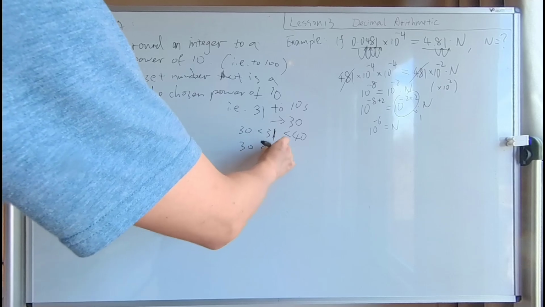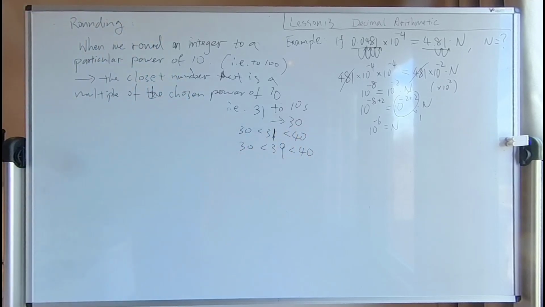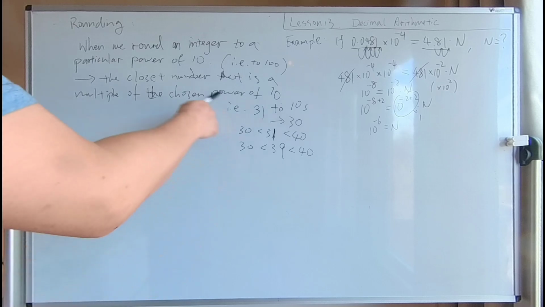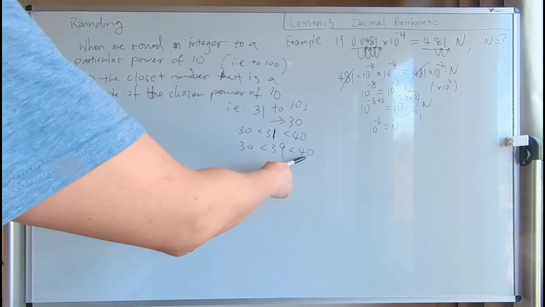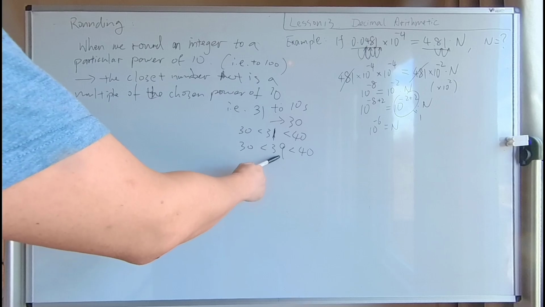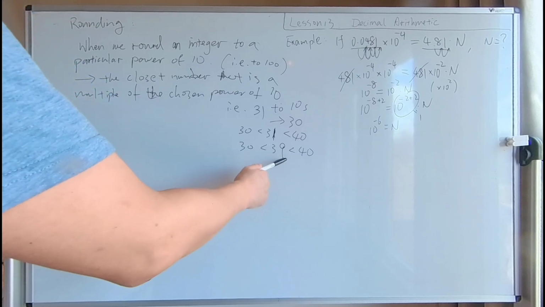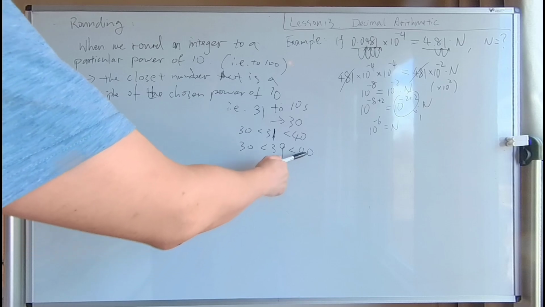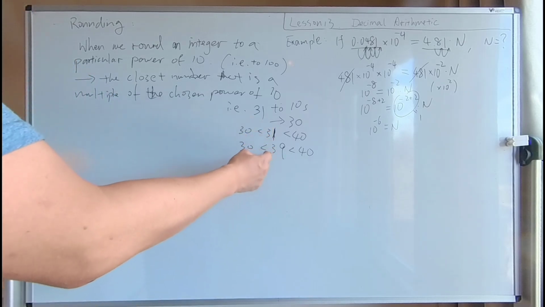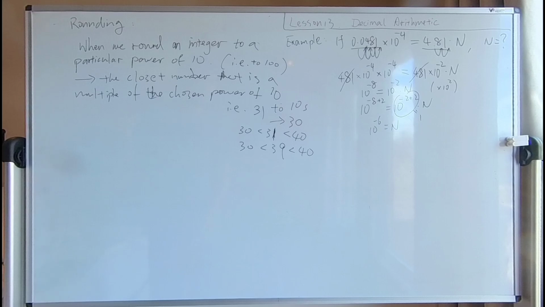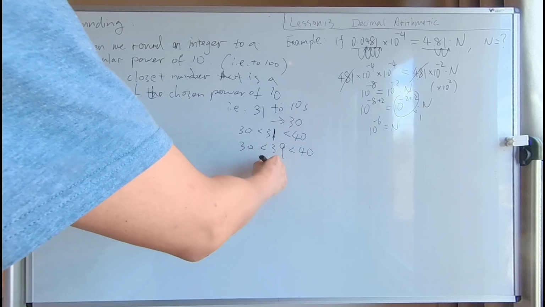Or if the given number is 39, the two neighboring multiples, the chosen power of 10, are still 30 and 40, but to the number 39, 40 is closer, so 39 will be rounded to 40. Now you will see that 31 or 39 is just too obvious. What happens if you are right on the midpoint?